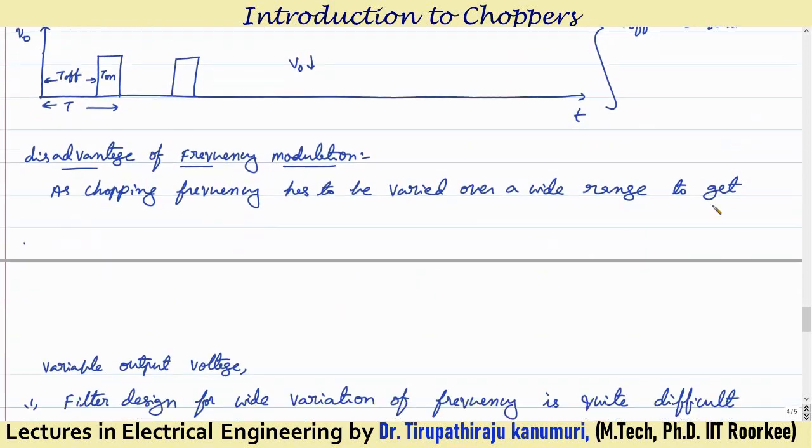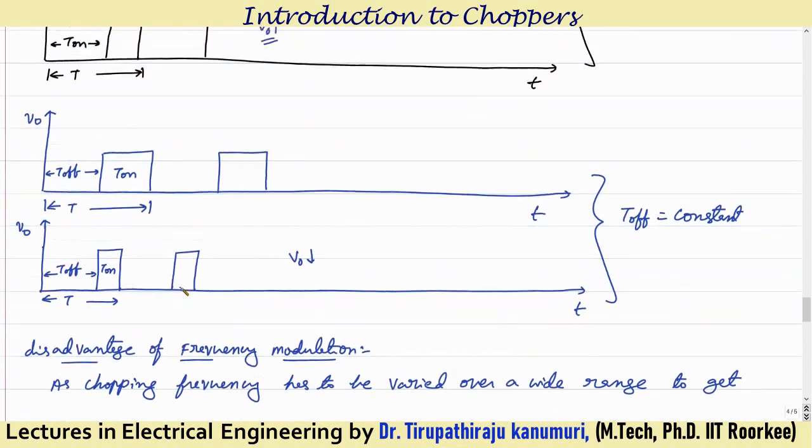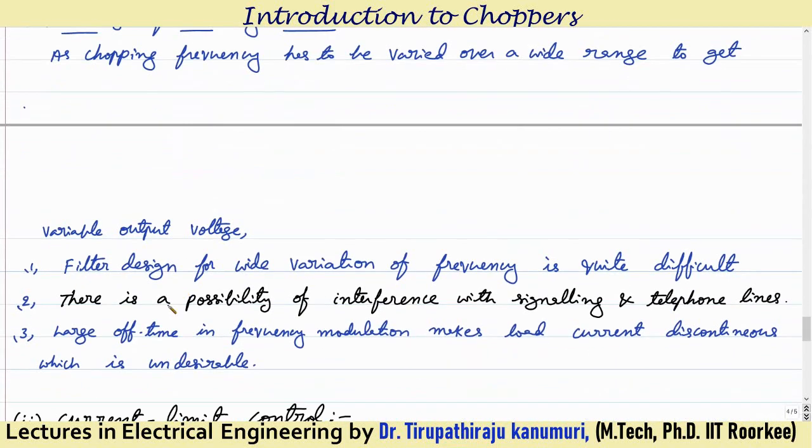But this method has some disadvantages. The disadvantage of frequency modulation is that the chopping frequency has to be varied over a wide range to get the variable output voltage. In both cases, you can see the total time period is changed. That means the frequency is changed. So a wide variation of this frequency is required to get the variable output voltage.